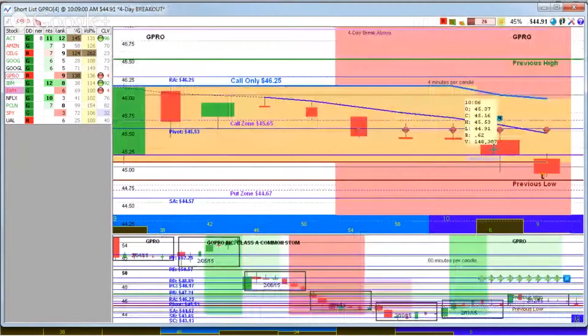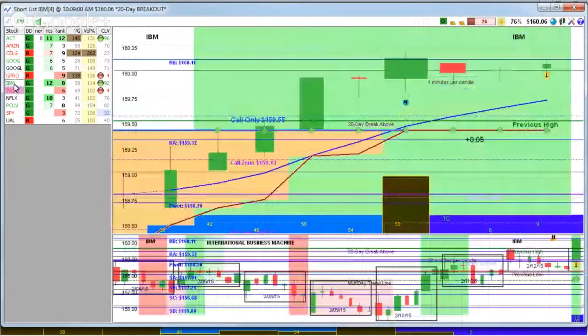GoPro, I'm looking for red. Well, red's starting right now, but it's an old move, so maybe I wouldn't grab that. IBM, green, said go look for the green side. Well, it did have a good green run, and look, it bounced that RB.